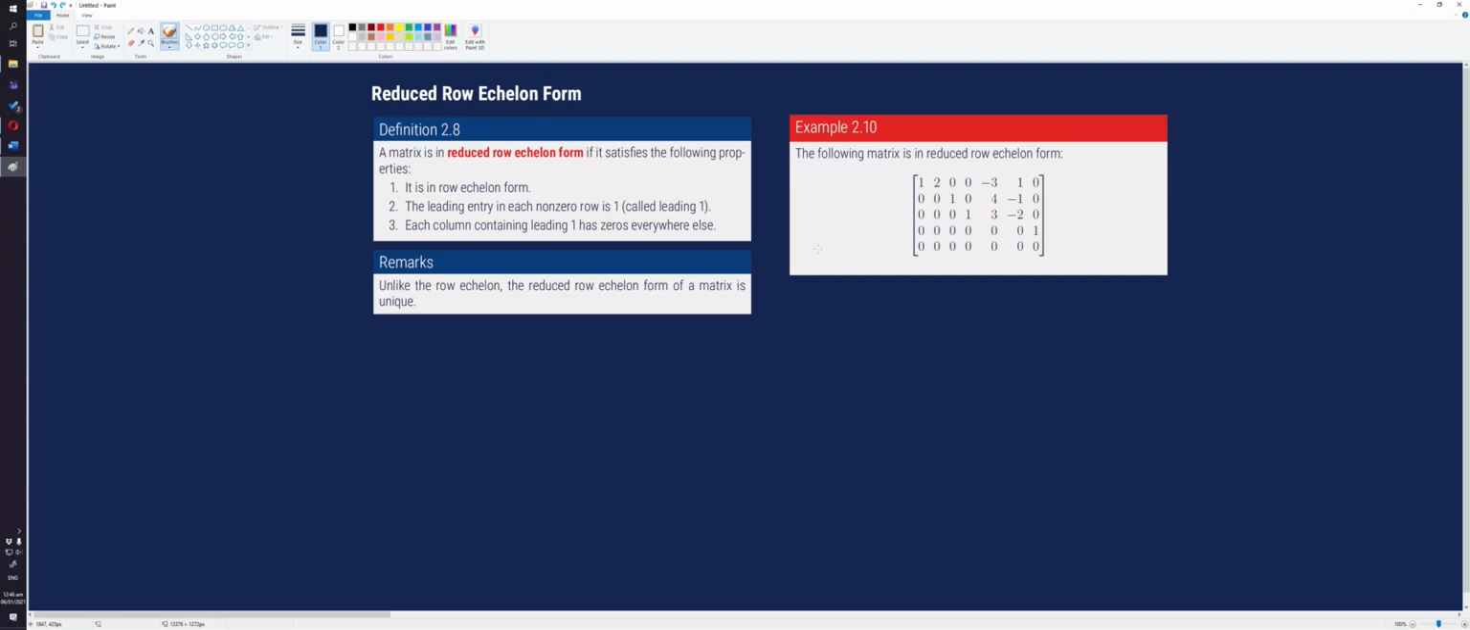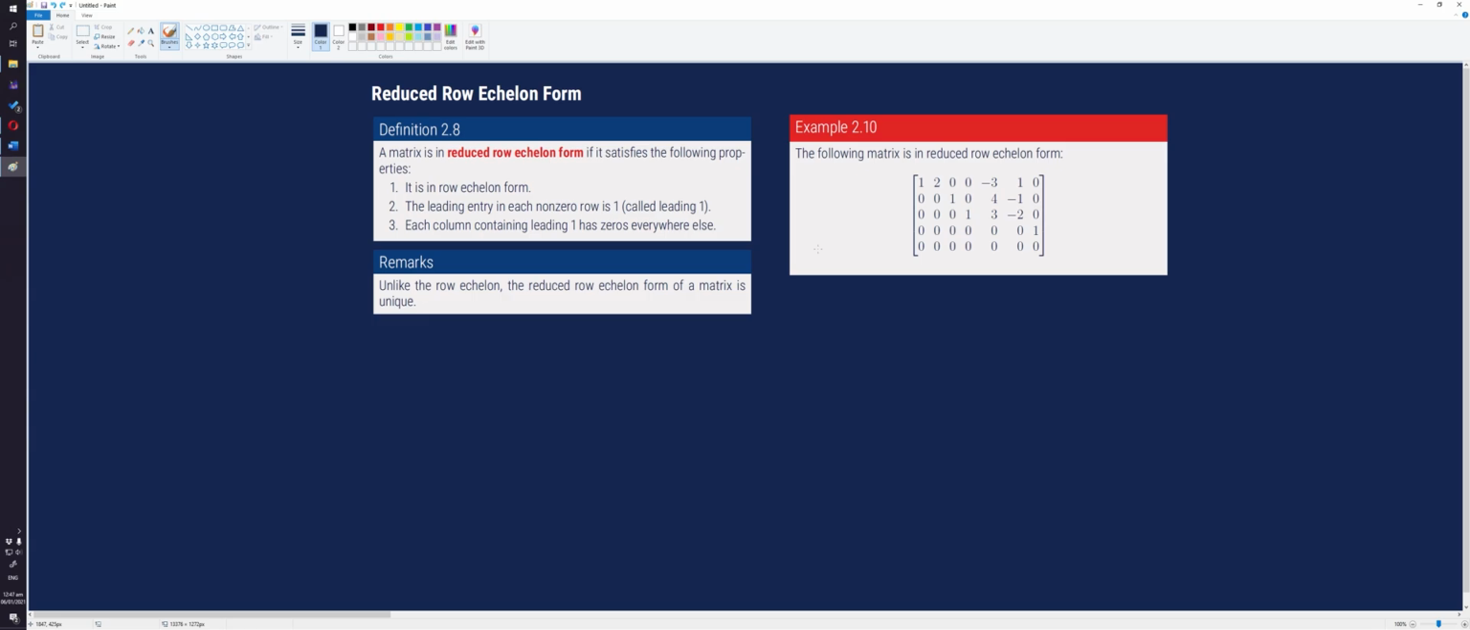In this video, we will discuss what reduced row echelon form is and how to obtain it using elementary row operations. A matrix is in reduced row echelon form if it satisfies the following properties. First, it is in row echelon form. Second, the leading entry in each non-zero row is a 1, called a leading 1. And each column containing a leading 1 has 0 everywhere else.